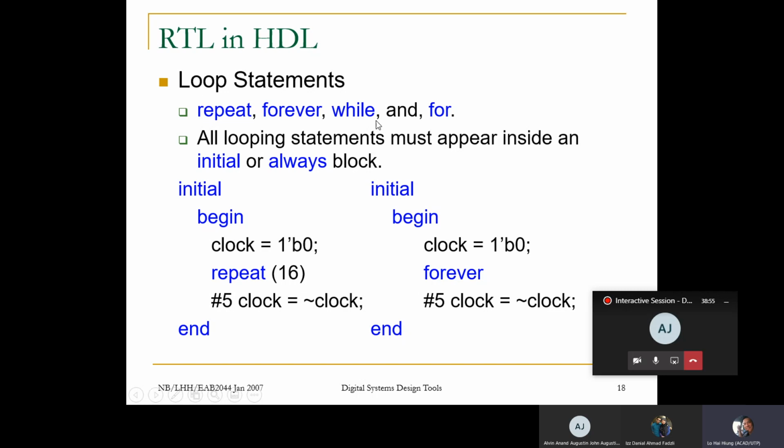So these are some of the loop statements you can use. You can use repeat. You specify how many times you want to repeat. You can use forever. So you don't need to type for, open parentheses, semicolon, semicolon, close parentheses. You can just use the word forever. That means it will loop forever. All right. You can use a while format similar to C and the for format like C.